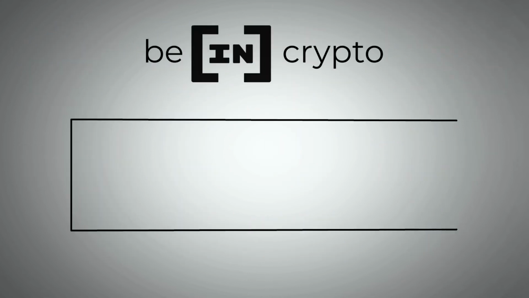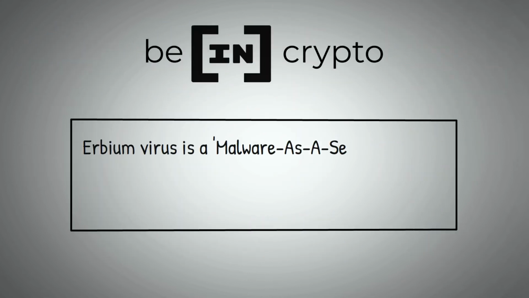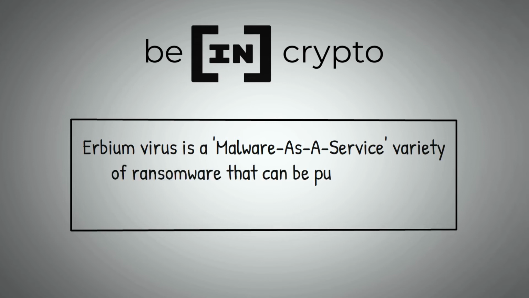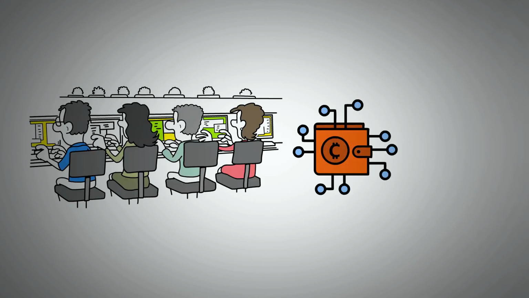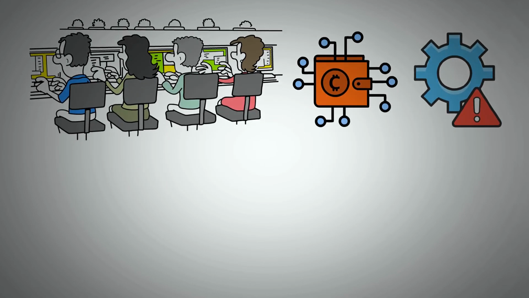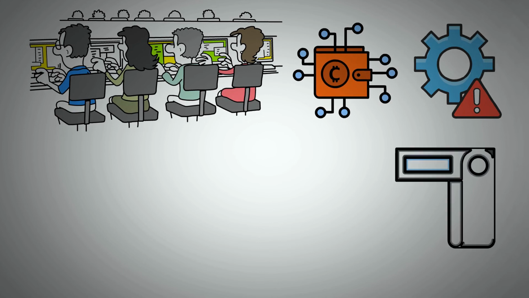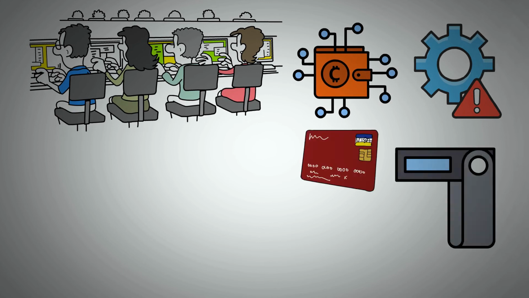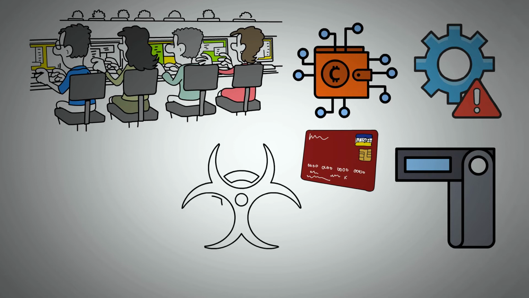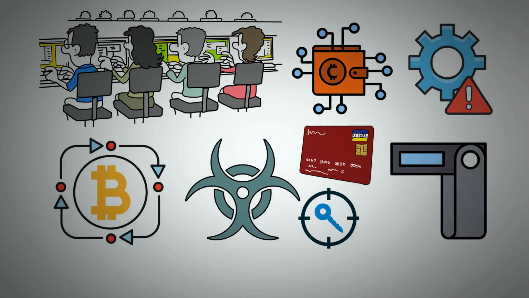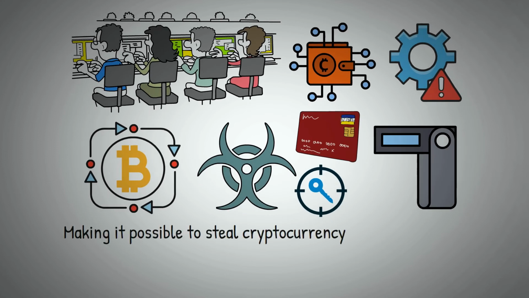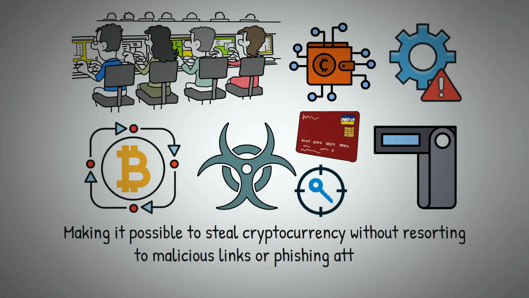BeInCrypto claims that Erbium is a malware-as-a-service variety of ransomware that can be purchased for $100 monthly or $1,000 annually. A dedicated helpline is available for users. Cryptocurrency browser wallets are vulnerable to attack, as are, perhaps for the first time in blockchain history, some hardware wallets, along with autocomplete data and credit card information. Some malware programs can take a browser wallet's private key when it's used to sign a transaction, making it possible to steal cryptocurrency without resorting to malicious links or phishing attempts.